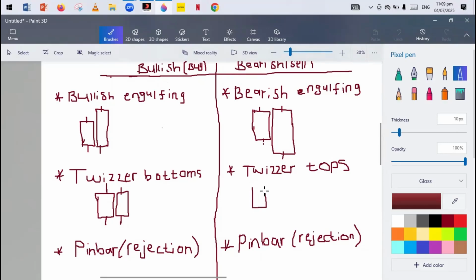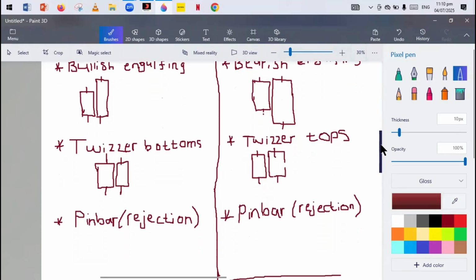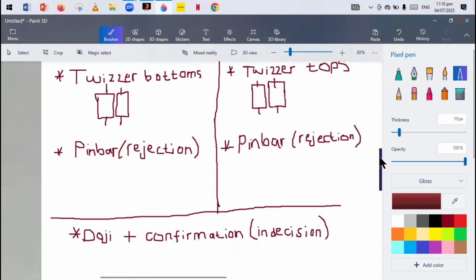Same applies to the tweezer tops. The only difference is the positions where they are at. So in a bearish trend, our tweezer tops can be found at the lower highs, because that is where we sell. And then in an uptrend, our tweezer bottoms can be found at the higher lows.